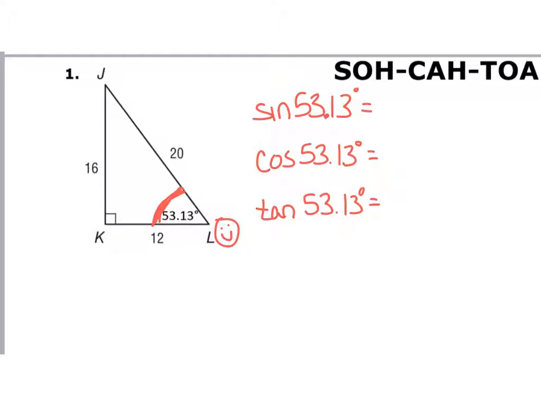Sine, opposite over hypotenuse. I haven't done what yet? I haven't labeled. Which one's my hypotenuse? 20. Opposite is 16. Leaving the 12 to be adjacent. What's the sine of 53.13? 16 over 20. It reduces. What does it reduce to? 4 over 5.